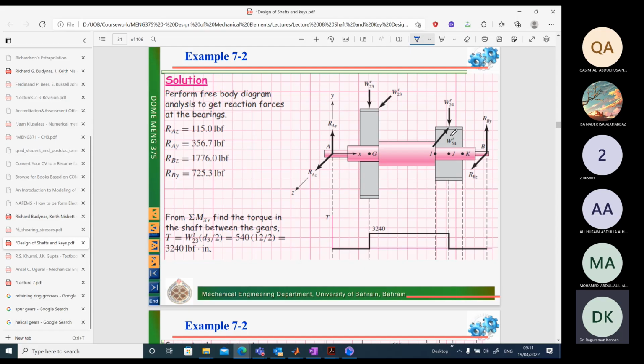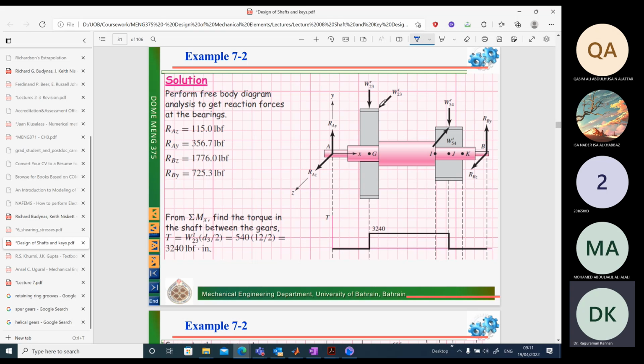We can figure out the equations. What are the equations to be considered? We can see by considering only the radial loads in the y direction, we can figure out RAY and RBY easily by writing the equilibrium equation. RAY plus RBY should be equal to W radial here plus W radial there. We can take moment about A and then figure out what is RBY. And similarly, we can figure out the z direction forces. So once you figure it out by writing the equilibrium equations, these will be the forces.